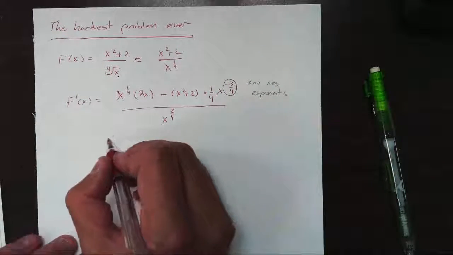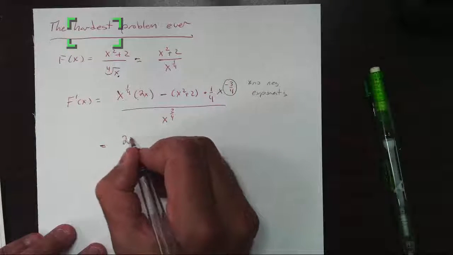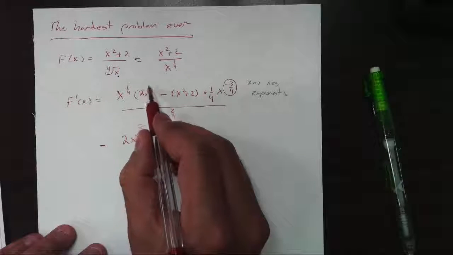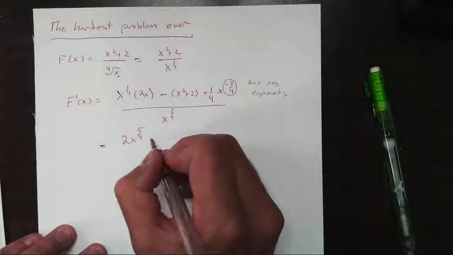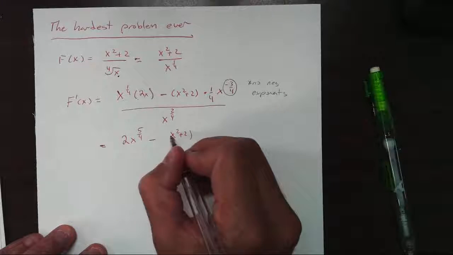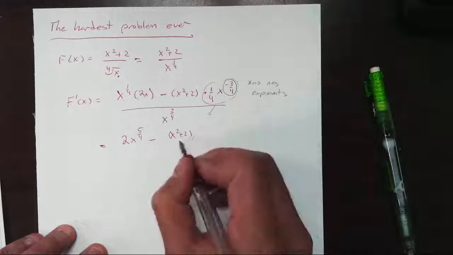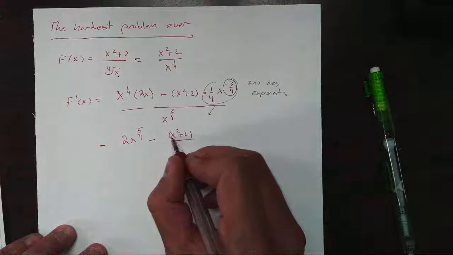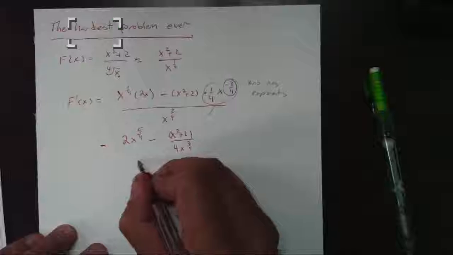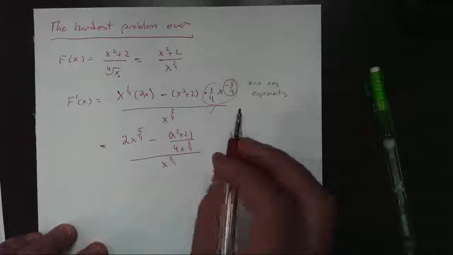So what I'm going to do, just a little bit of algebra, I'm going to write this as 2x to the 5/4. Very simple to do. That's just adding them, right? That's 4/4. Minus, and this becomes x squared plus 2. Watch how I'm going to write this. This goes on the bottom. So when I put it under the x squared plus 2, 4x to the 3/4, and now this is all over my x to the 2/4.